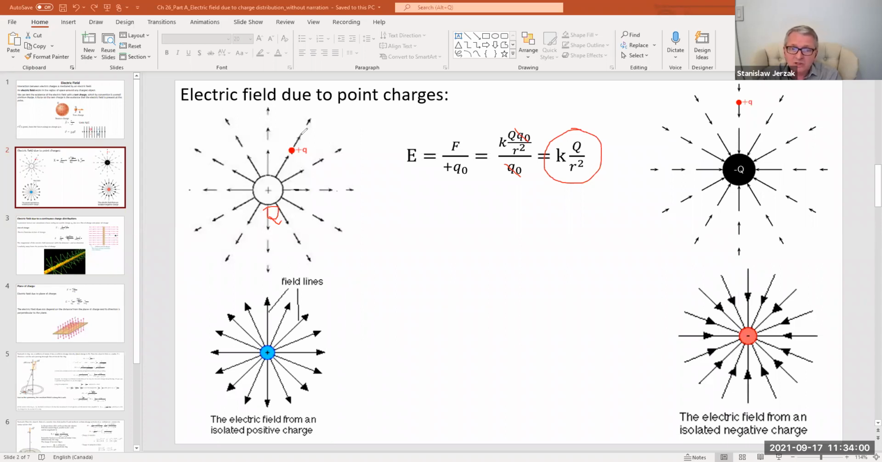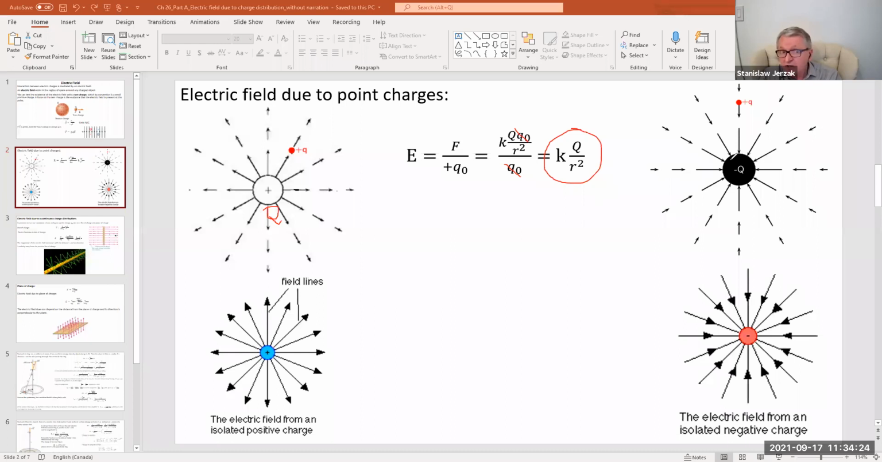So here you see the electric field vectors at different points, always radially from the positive charge. And usually we represent the electric field by drawing these continuous field lines, electric field lines, which show the direction of electric field, which is always originating at positive charge and going radially away from positive charge.